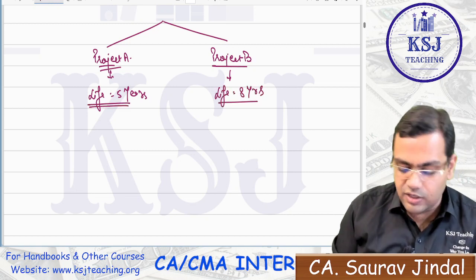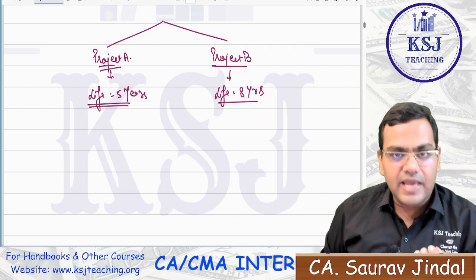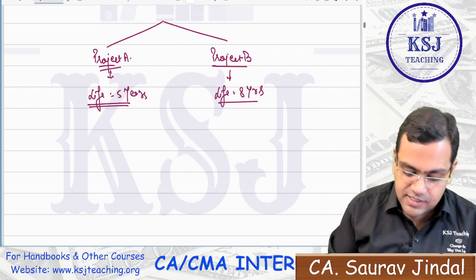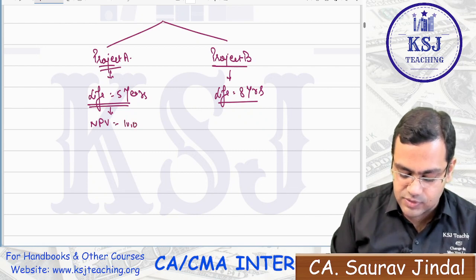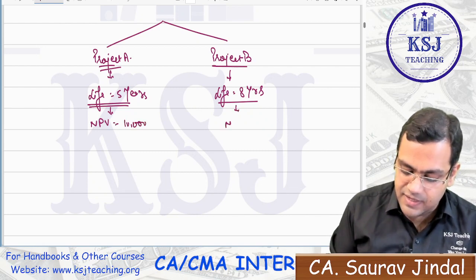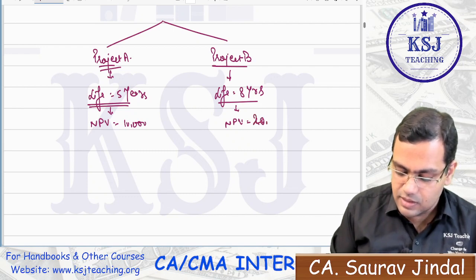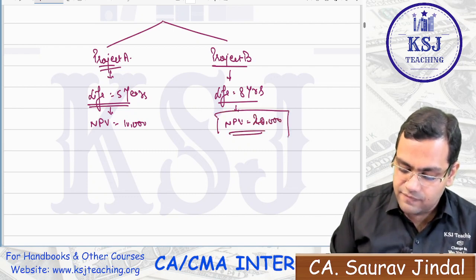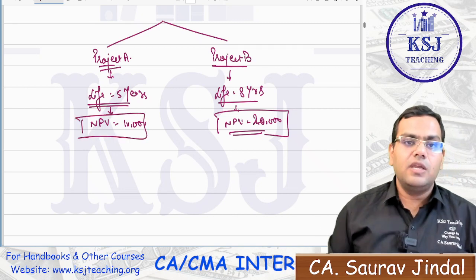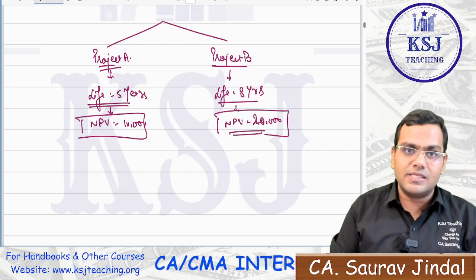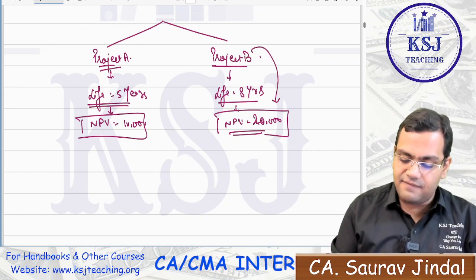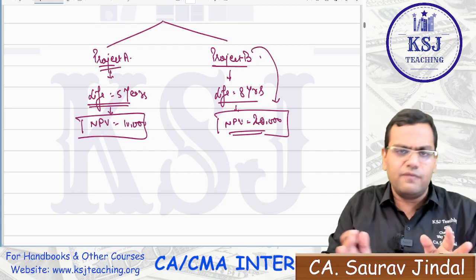Now, what will you do, sir? It says calculate the NPV of both the projects. That's fine, sir. We will calculate the NPV. Let's say the NPV of this project is 10,000 and the NPV of this project is, let's say, 20,000 rupees. Now, which project to go with? Sir, you told us that the project with the highest NPV will be selected. So in this case, project B has a higher NPV, so we'll go with project B, sir.